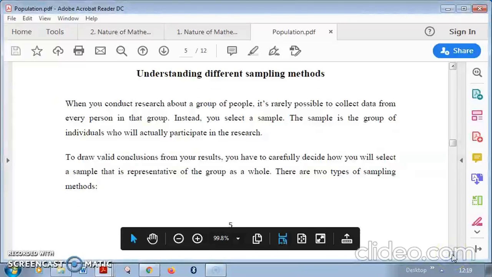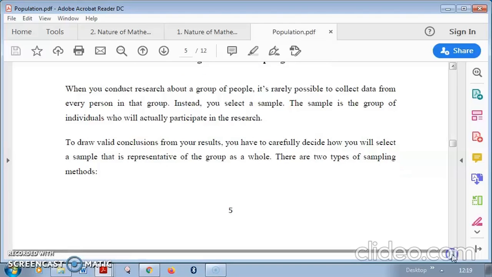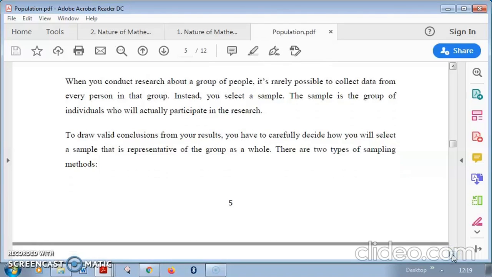What are they? When you conduct research about a group of people, it's rarely possible to collect data from every person in that group. Instead, you select a sample. The sample is a group of individuals who will actually participate in the research. From the sample only you are going to collect the data. Now the question arises, how to select this sample?